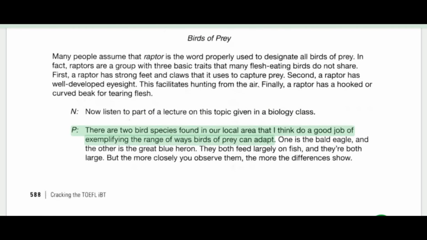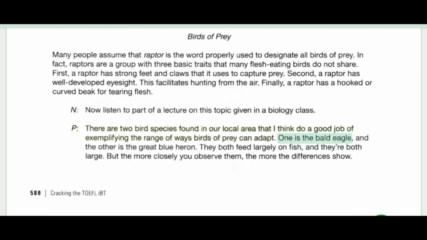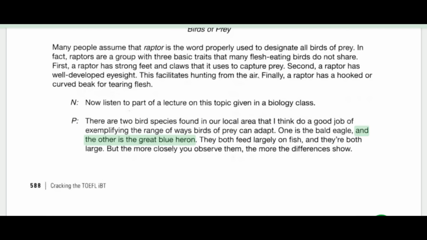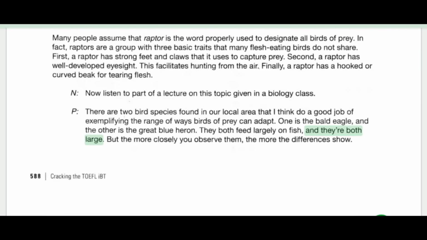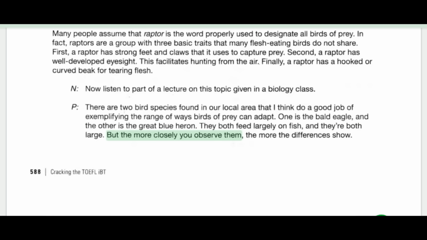There are 2 bird species found in our local area that I think do a good job of exemplifying the range of ways birds of prey can adapt. One is the bald eagle, and the other is the great blue heron. They both feed largely on fish, and they're both large. But the more closely you observe them, the more the differences show.